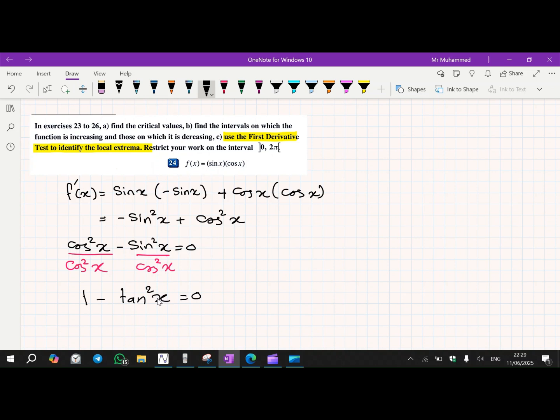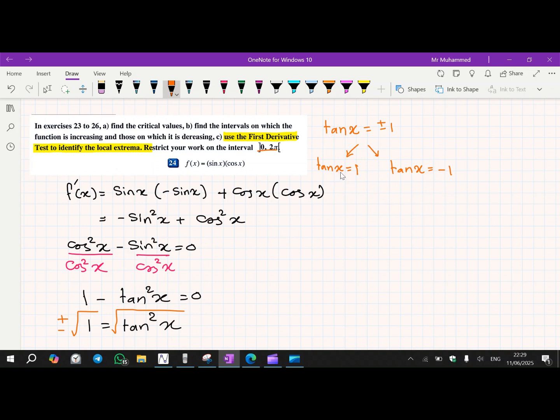Tan squared is negative, so let's send it to the other side to be positive, which is easier to deal with. 1 is equal to tan squared x. To remove the power 2, we need to add a square root to both sides. The number side will get positive and negative. Now I have tan x equal to positive or negative 1, or I can write it as two equations. Tan x equal to 1, which has two possible answers from 0 to 2 pi, or tan x is equal to negative 1. That one as well has two possible answers.